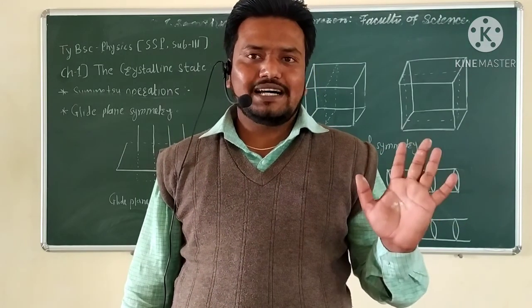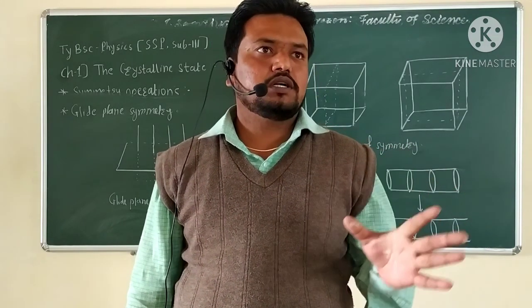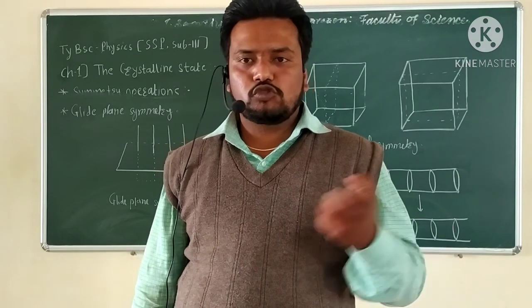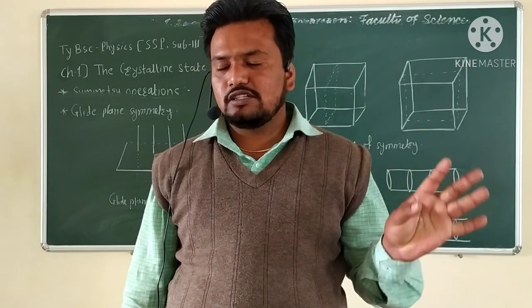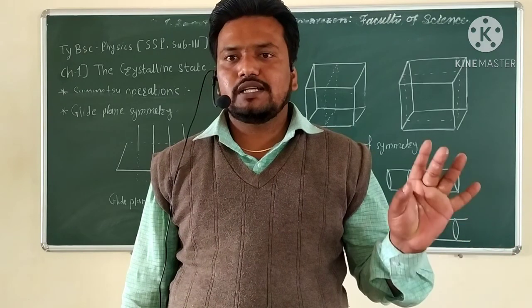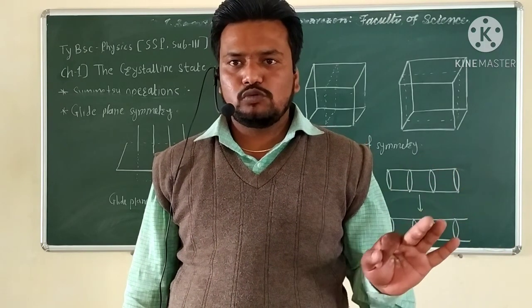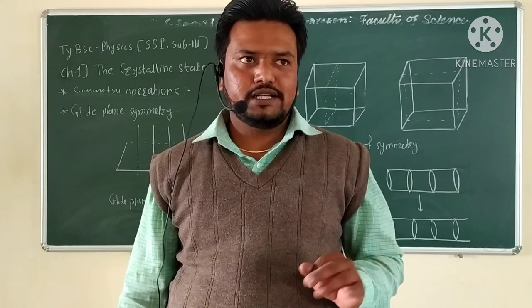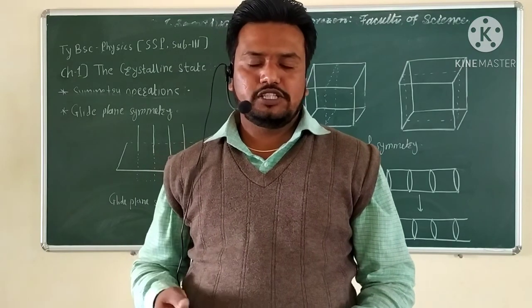So these are the different types of symmetry which commonly occur: translational symmetry, rotational symmetry, center of symmetry, screw symmetry, and glide plane symmetry. So this is the detailed idea.